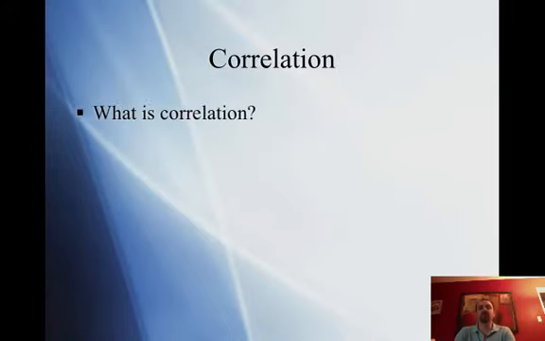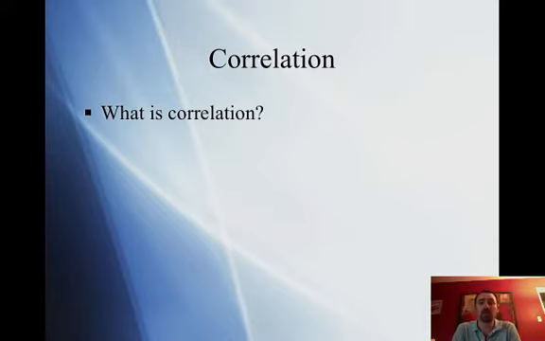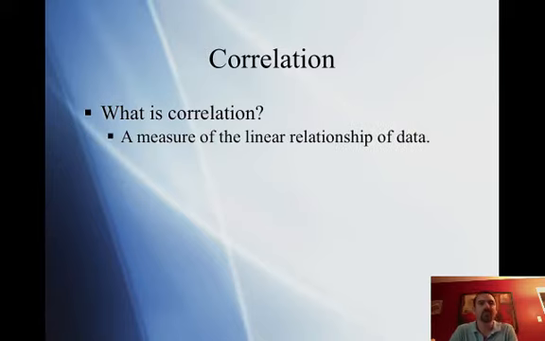Let's get some things about correlation cleared up. The last thing I talked about was association. I did not use the word correlation, intentionally. So what is correlation? It's the measure of the linear relationship of data. This is super important. If there's nothing else you get out of this section, it's that correlation is the measure of the linear relationship. It only measures how linear it is.